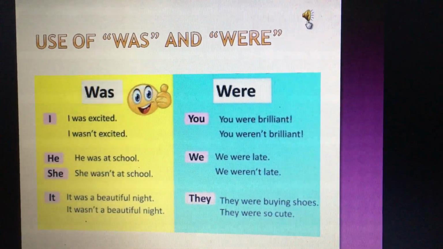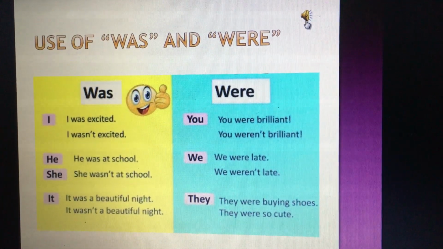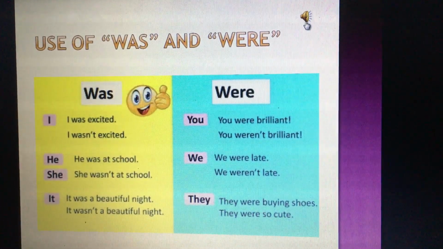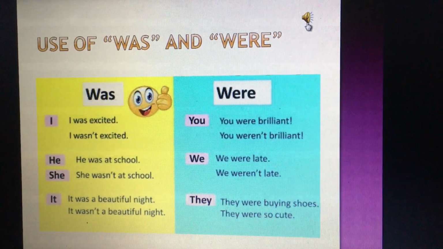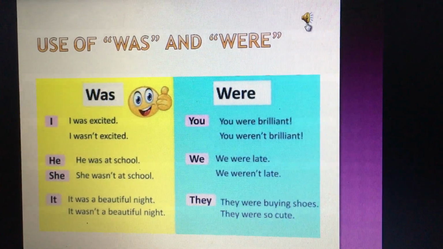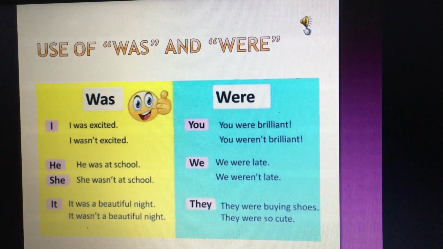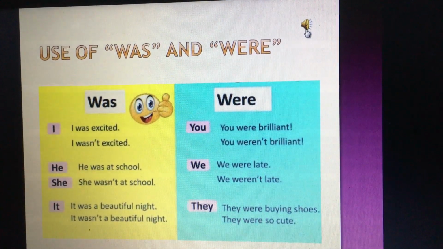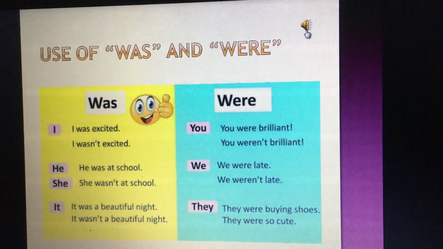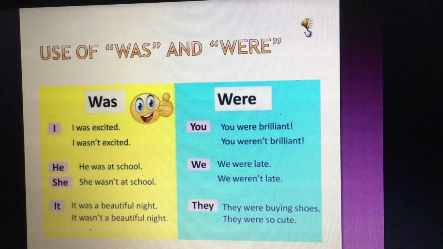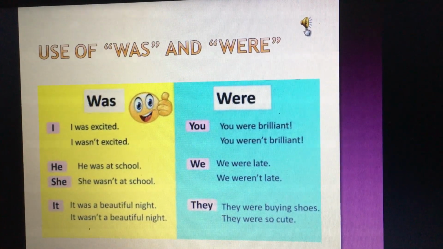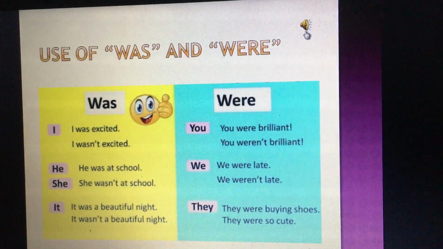There are different forms of be. The present forms of be are is, am and are, which we use in present tense. Whereas the other forms that we use in past sentences are was and were. We use was with singular and were with plural. When we want to make these sentences negative, we will just add not.